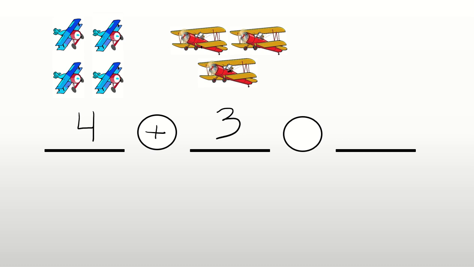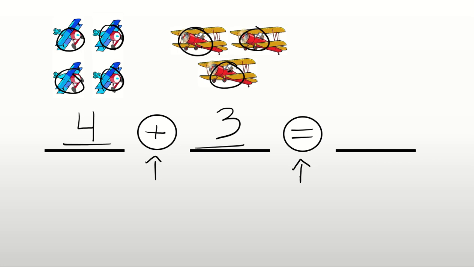So take a look. We have our first number. We have our plus sign. We have our second number. And we have our equal sign. So we have a perfect number sentence. Let's count these all up. 1, 2, 3, 4, 5, 6, 7. So altogether, we have 7 planes.